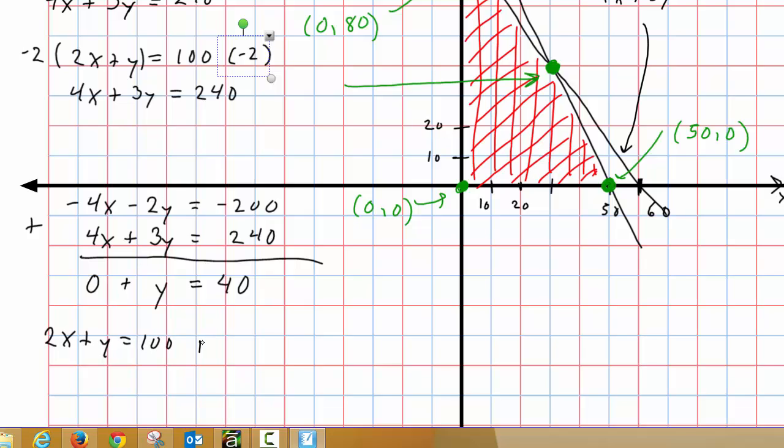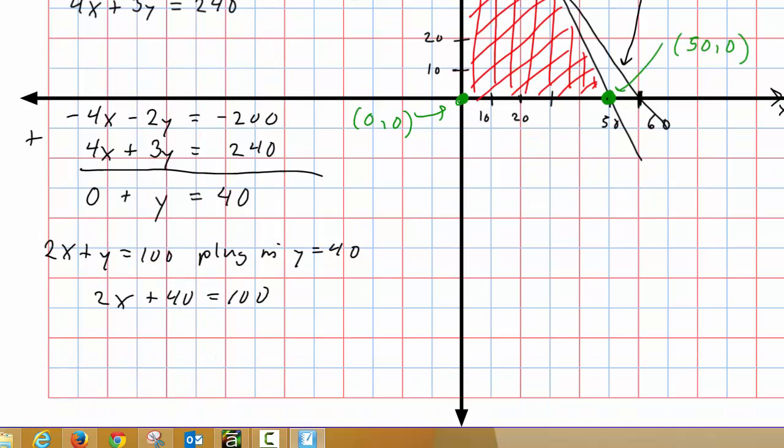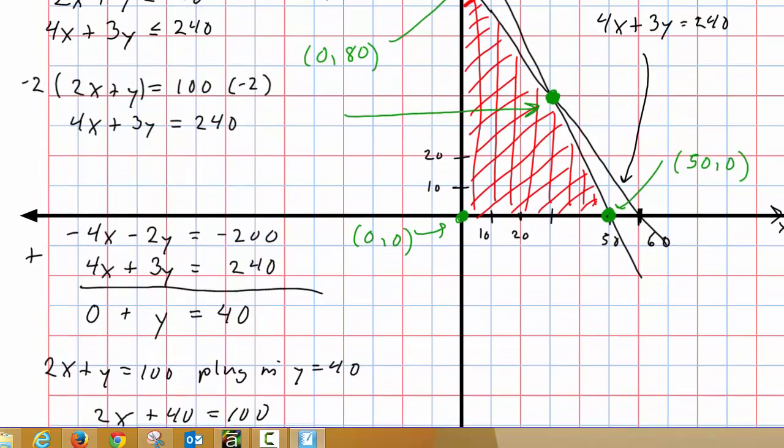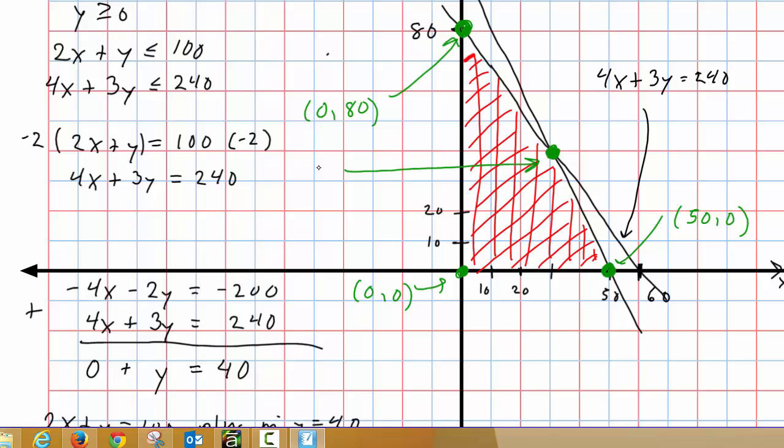We plug in y equals 40, and we get that. So then we solve. We subtract 40 from both sides, so we get 60, and then we solve for x. 60 divided by 2 is 30. So we see then the point has to be 30, comma 40.